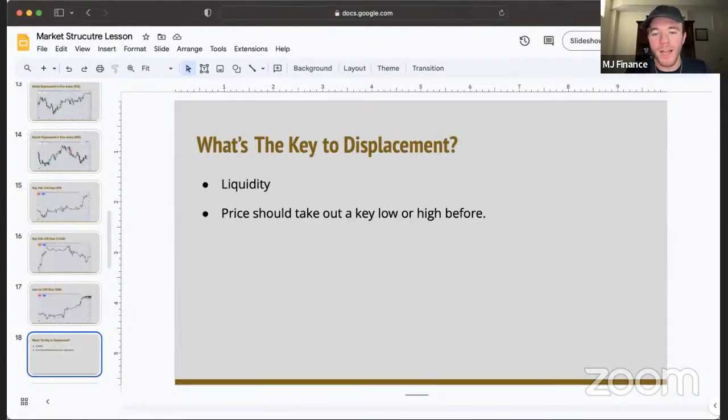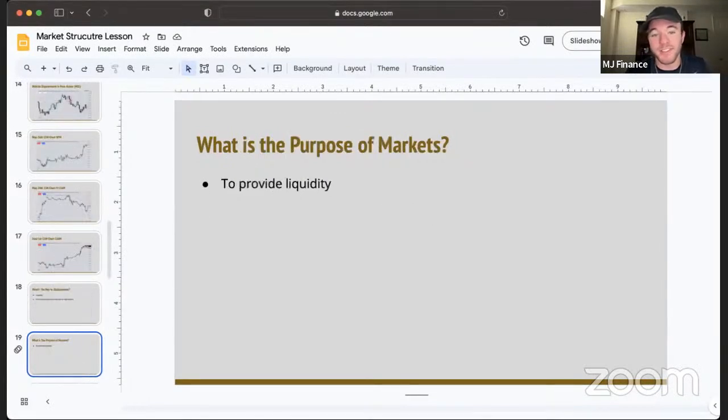We want to identify key highs and key lows. So keep that in mind. Swing highs, swing lows. Generally, what are swing lows? Support, right? And generally, swing highs are what? Resistance, especially if you have relative equal highs, that's resistance.